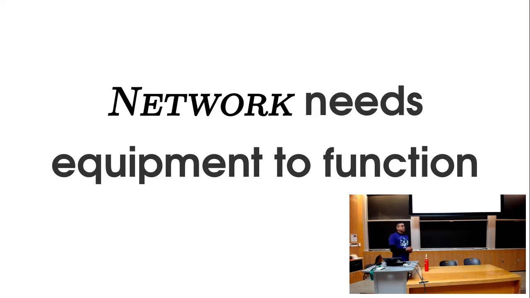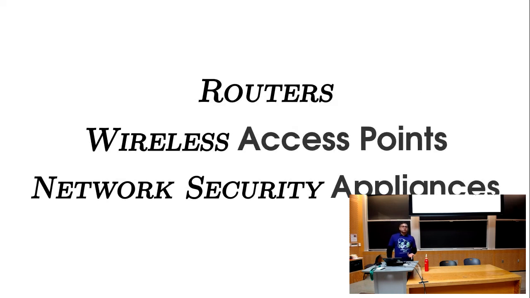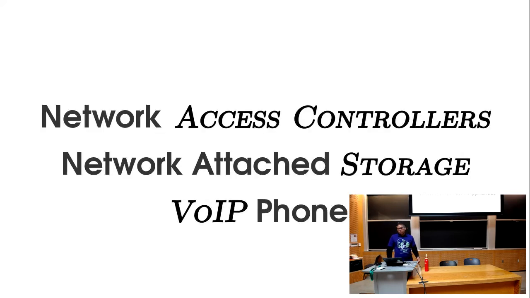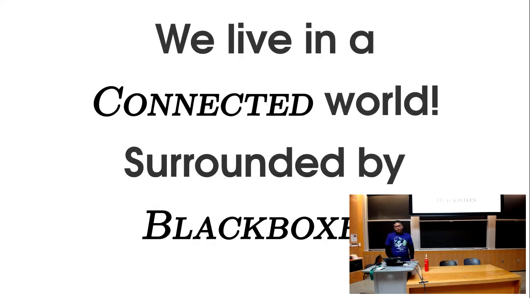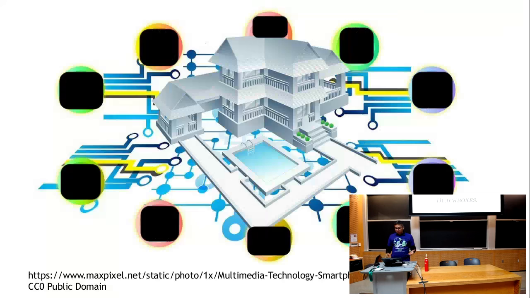And then network needs equipment to function. What kind of equipment would a network need? Say, for example, routers, wireless access points. You may need network security appliances like firewall or intrusion prevention systems. If you look at an enterprise network, you may encounter network access controllers. Then network attached storage can be found at home networks and enterprise networks as well. And then you might find VoIP phones at your work networks. So we live in a world which is connected, and then we are surrounded by black boxes.